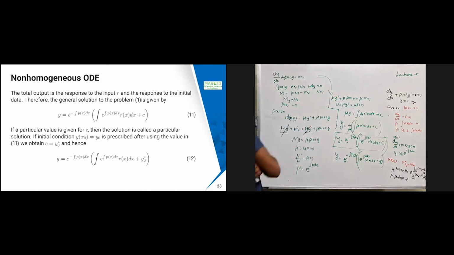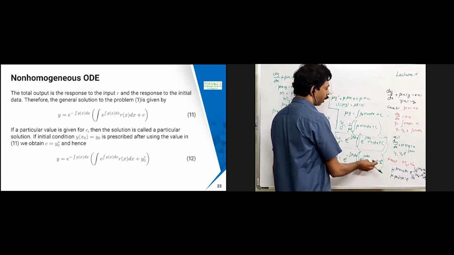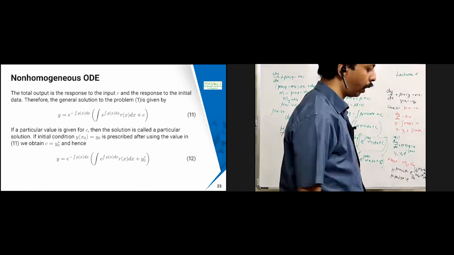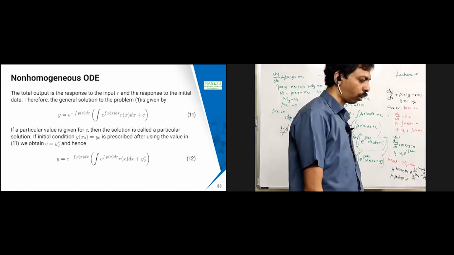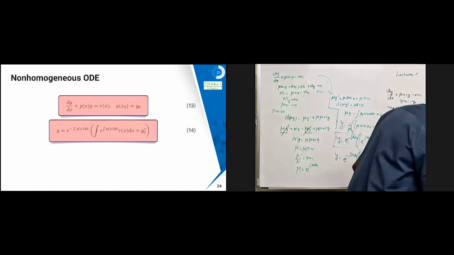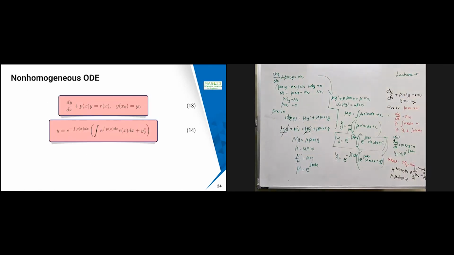So y is nothing but the total output. The total output is the sum of two things: one is the response to the input R, and the other is the response to the initial data. So that is the total solution, the general solution of this equation. Therefore, we have found this: y equal to e power minus integral p dx into the integral of e power integral p dx r of x dx plus y naught star.